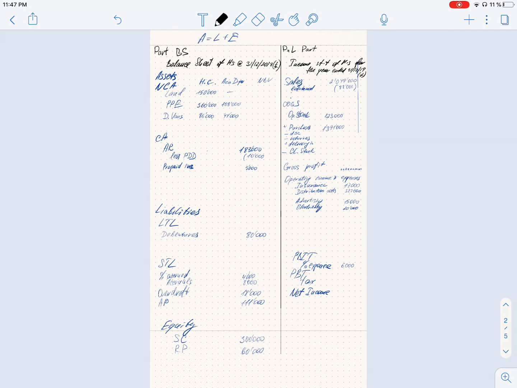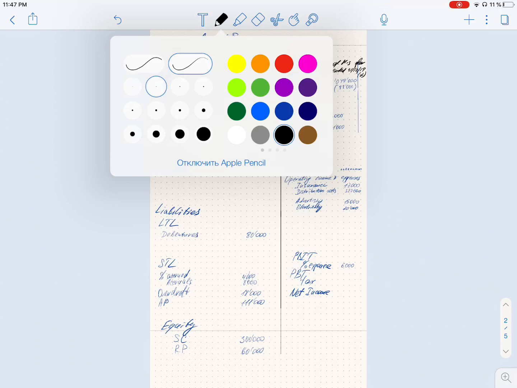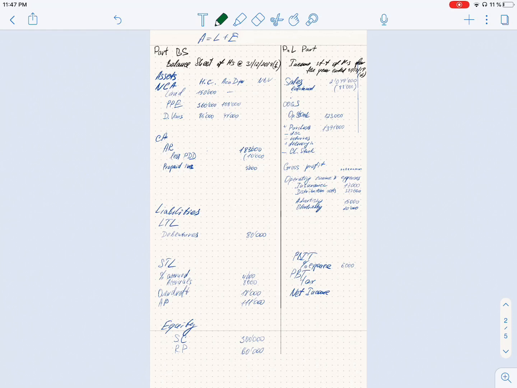So we have unadjusted balance sheet and profit and loss statement. And now we have to adjust all the amounts within using the additional information and come up with a net profit and loss statement and balanced balance sheet where assets equals liabilities plus equity. So let's start. I will change the color. I will use green for adjustments, which I'll be making right in the form.